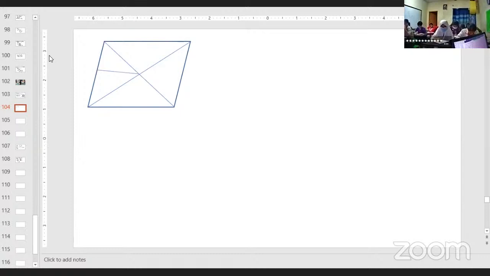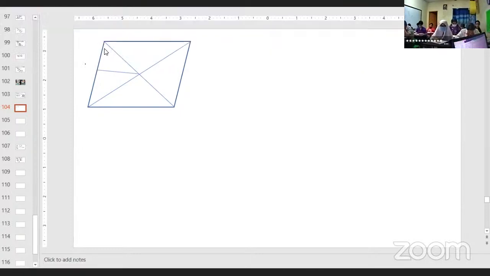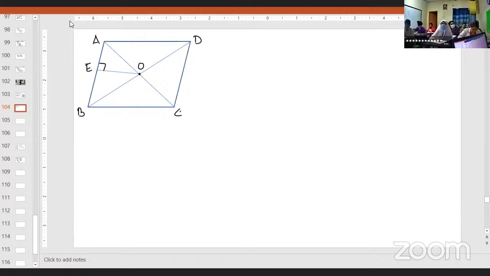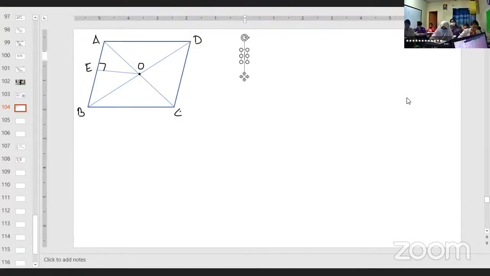So as this is A, B, C, and D, the intersecting point of the diagonals is O, and if I label this E, this is the perpendicular on the side, O is perpendicular on AB, right? So I'm going to write down a question and try to solve the problem, right?